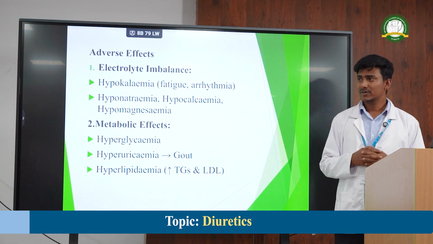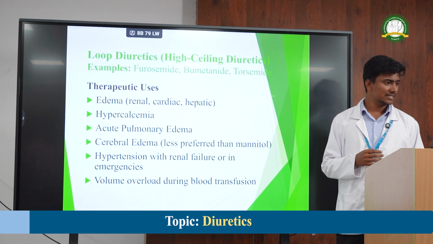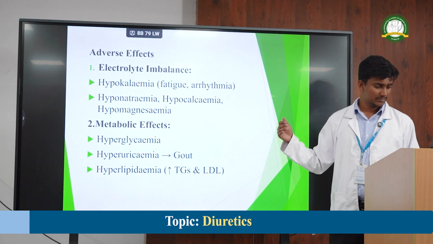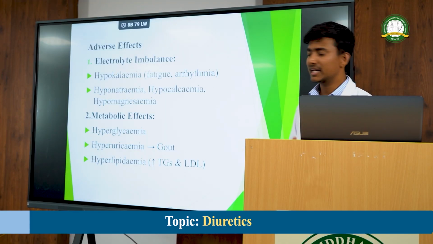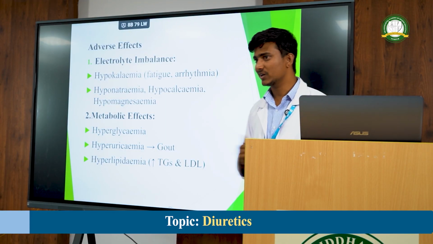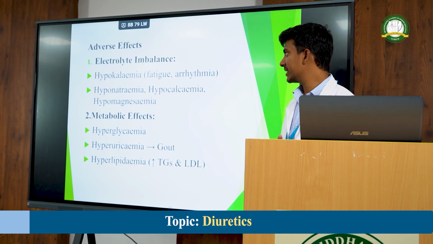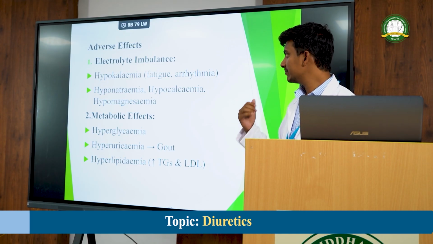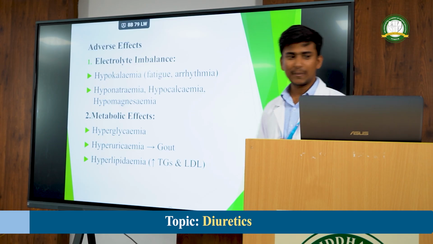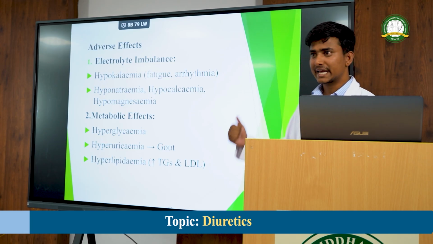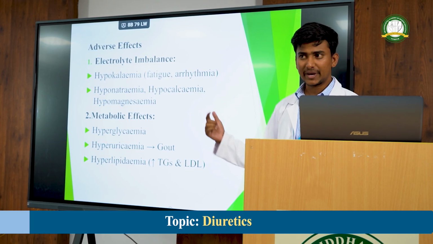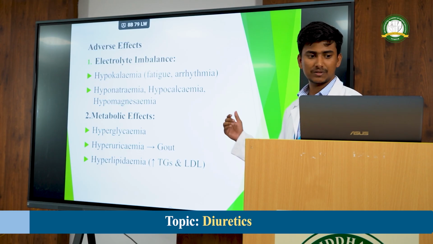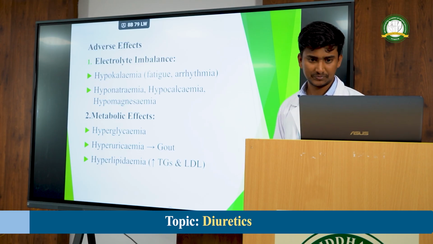these loop diuretics can cause mainly electrolyte imbalance. It can cause hypokalemia, hyponatremia, hypocalcemia, and hypomagnesemia. Coming to its metabolic effects, it can cause hyperglycemia, hyperuricemia, which results in gout, and hyperlipidemia.